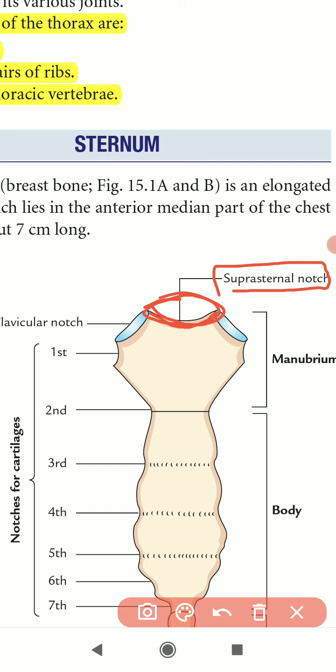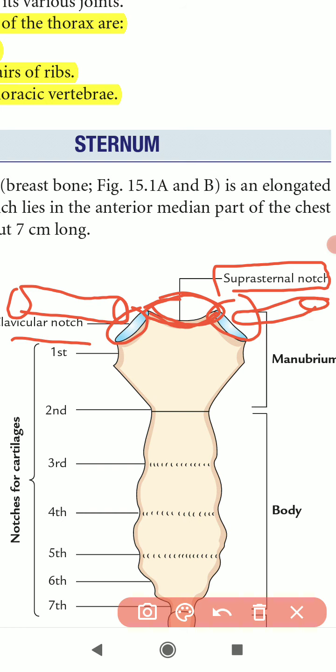And on each side of the suprasternal notch you can see another notch. This is known as the clavicular notch, because here there is attachment of the clavicle. On each side you will find a bone that is known as the clavicle. As the clavicle is attached in this notch, that's why this notch is named the clavicular notch.